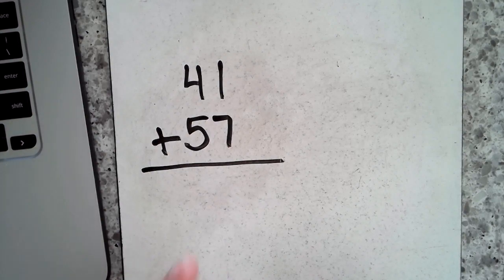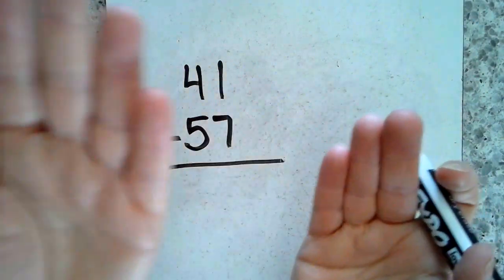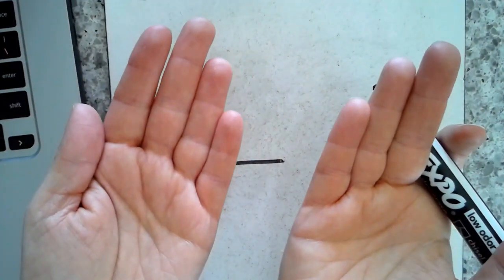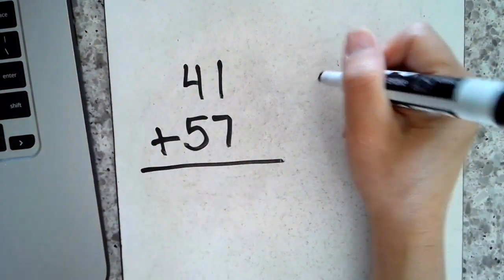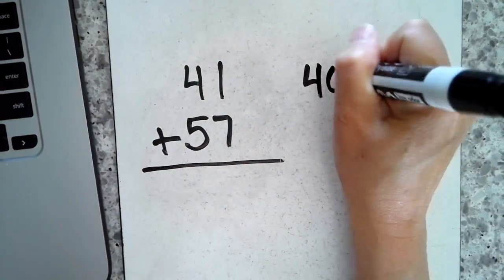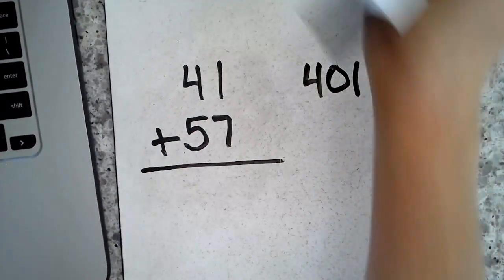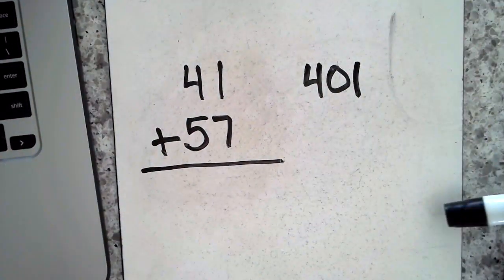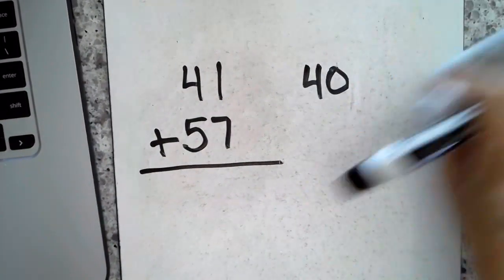All right, so now we're going to expand the first number out. So 41 is, say it with me, 41 is 40 and 1. So go ahead and write this here. And you see how I separate these? Because if I put them close together, it would look like 401. So I want to make sure I'm separating out the tens and the ones.